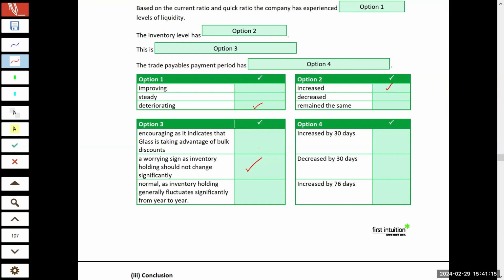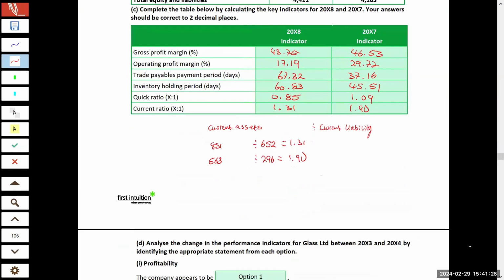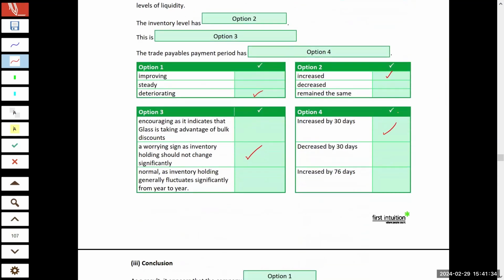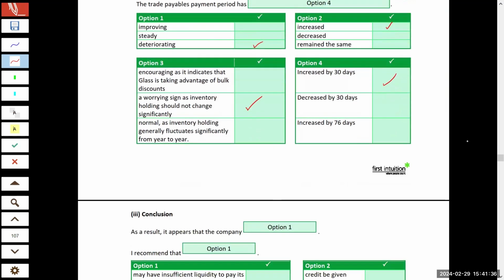Last but not least, the trade payables payment period has what? Increased by 30 days, decreased by 30 days, increased by 76. You literally just look at your figures. It's gone up from 37 to 67. No prizes for that. It's increased by 30 days.